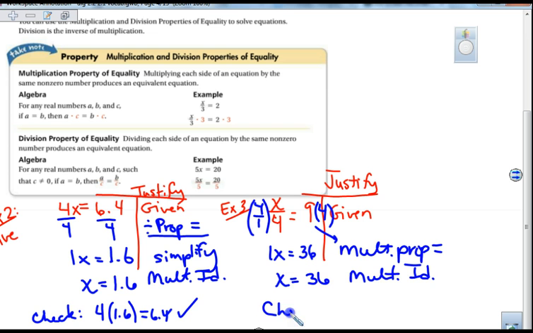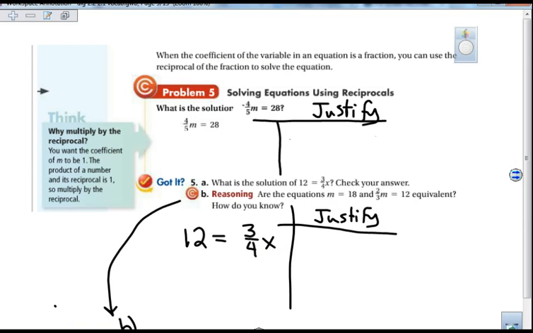How do I check it? Well, if I'm going to do the check, I might be plugging in 36 instead of x. Is 36 divided by 4 equal to 9? It checks. Please make sure you're checking as you do your work. Not so much on this lesson 2.1. We'll probably talk about it, and I'll tell you which problems on page 86 you need to do that for, but especially as we get into the next harder problems.